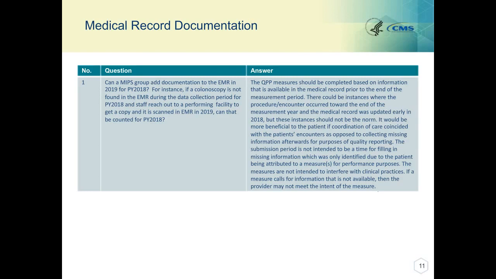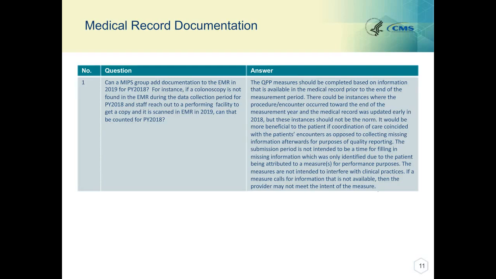The answer is that QPP measures should be completed based on information available in the medical record prior to the end of the measurement period. There could be instances where the procedure encounter occurred toward the end of the measurement year, and the medical record was updated early in 2018. And I'm sorry, this should say 2019, I believe. But these instances should not be the norm.